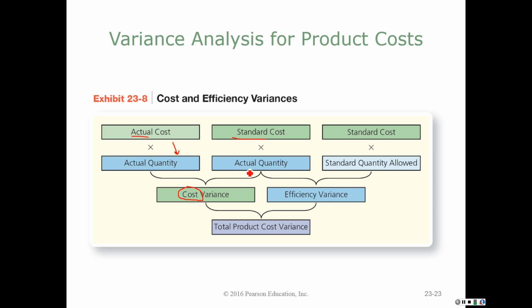Okay, now, so this is our cost variance. If we come over and we take a look at our efficiency variance, now we're looking at what is the difference between the actual quantity that I used and the standard quantity that I thought I was going to use. We multiply that times the standard cost and we have the efficiency variance. So together, these two variances make up our total product cost variance.